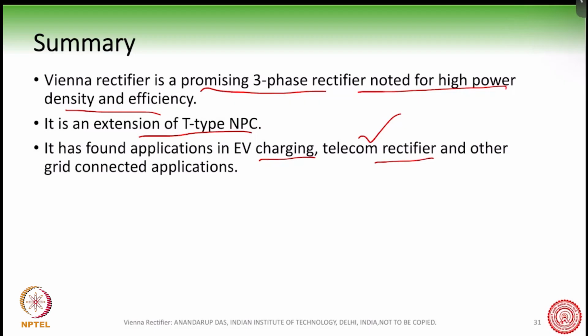So we can understand that there are many types of converters available in the market and also in the academic literature, and we have to choose depending on these factors. With this, we conclude the Vienna rectifier discussion.